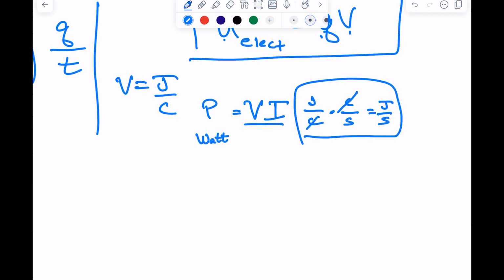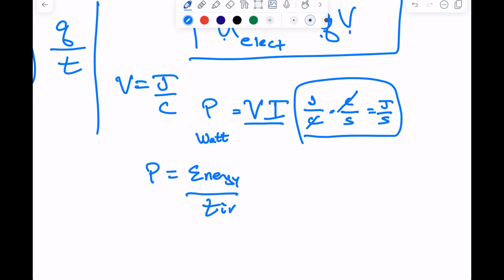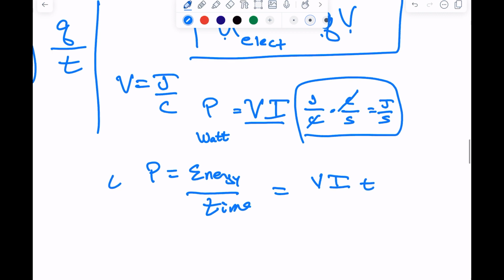And to take it one step further, if power is energy over time, which also equals VI, if I multiply both sides by time, the time cancels on this side, we can say E, now we probably should say U, the potential energy, is equal to VIT.